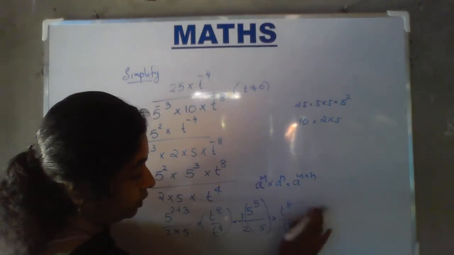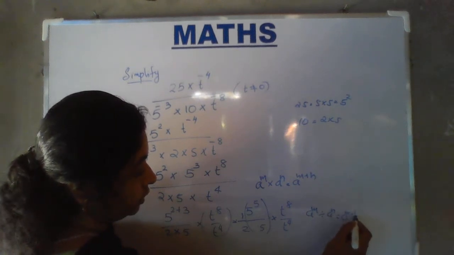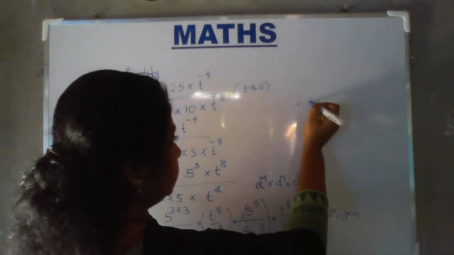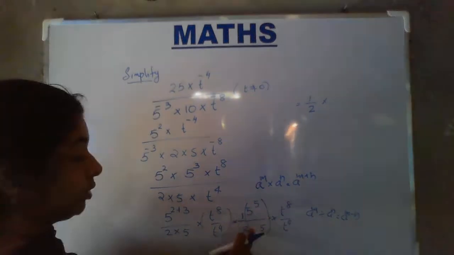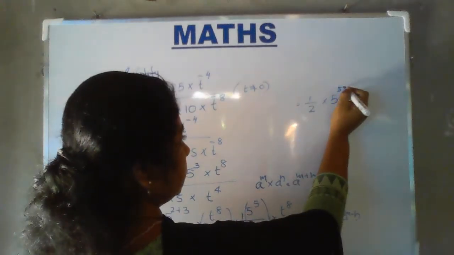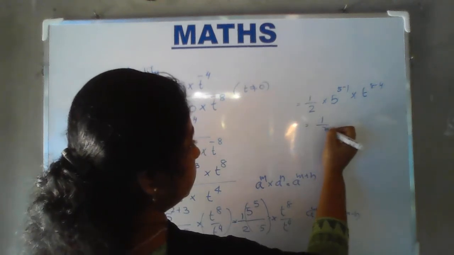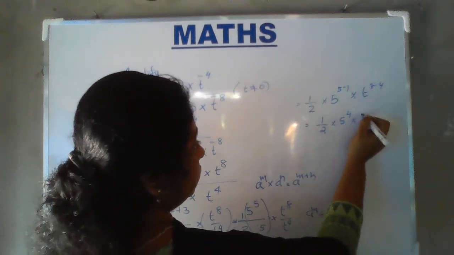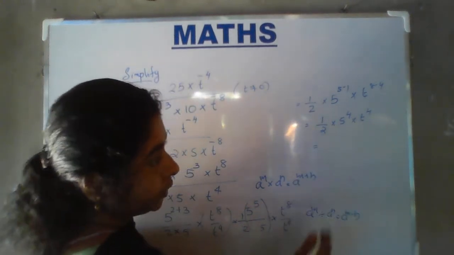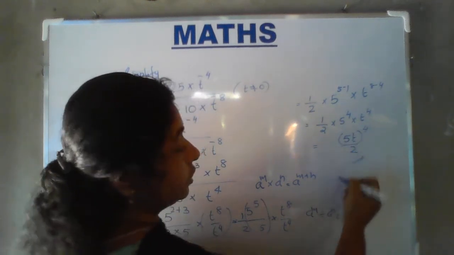Here, which is of the form of the second law, a raised to m by a raised to n, that is a raised to m minus n. So we can write this as 1 by 2 into 5 raised to 5 by 5 raised to 1, that is 5 raised to 5 minus 1, into t raised to 8 minus 4. Now we get 1 by 2 into 5 raised to 4 into t raised to 4. Here 5 raised to 4 into t raised to 4 can be expressed as 5t whole raised to 4, divided by 2. That will be the answer.